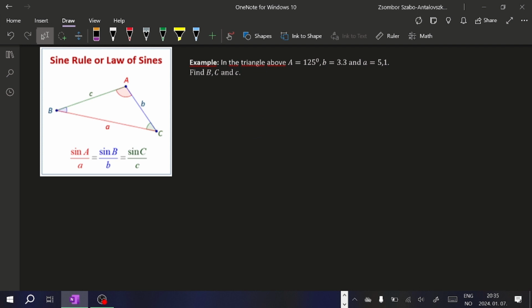You can also see that this will be handy when we look into the cosine rule. But here you can see that angle B is opposite side b, and angle A is opposite side a, and C is the same for c.